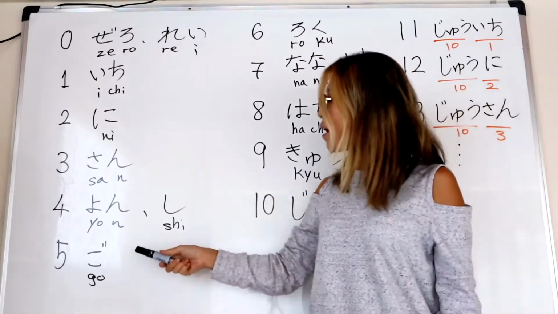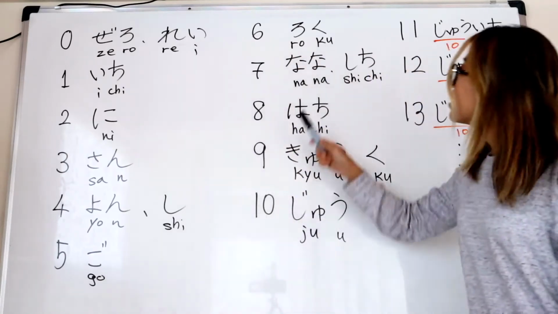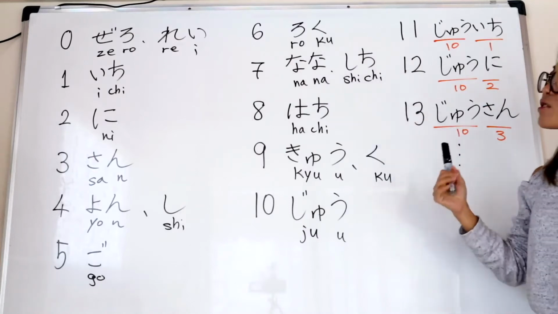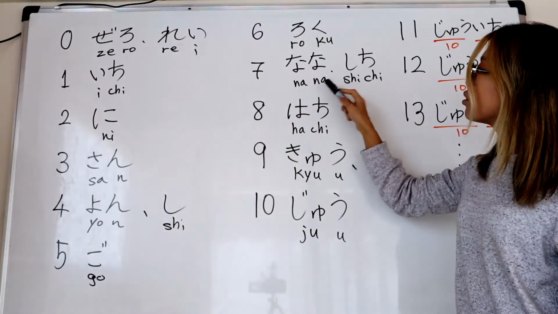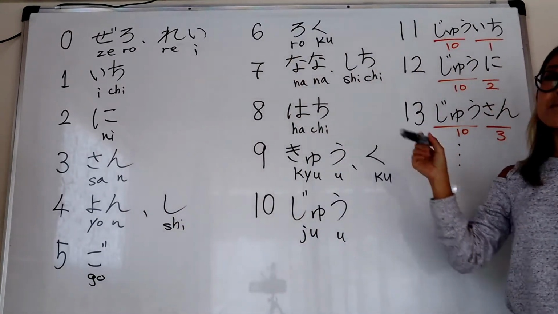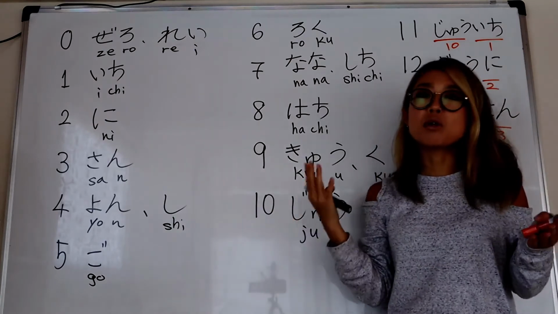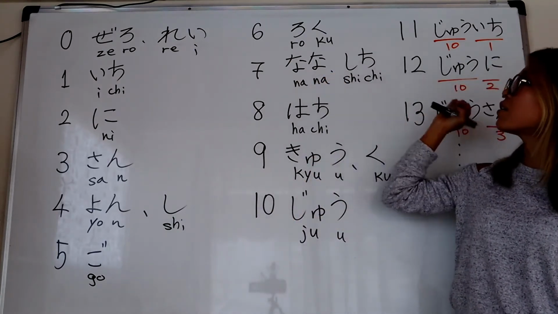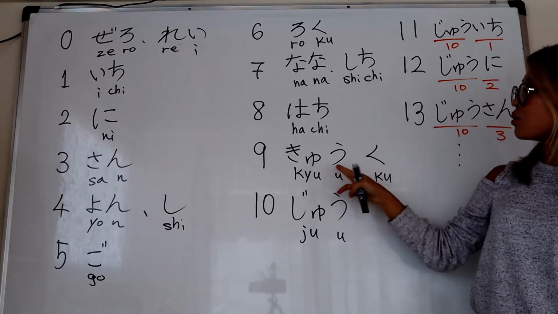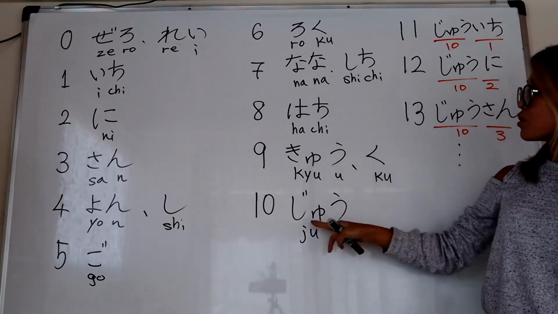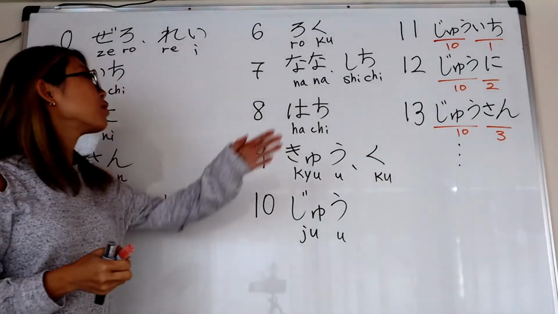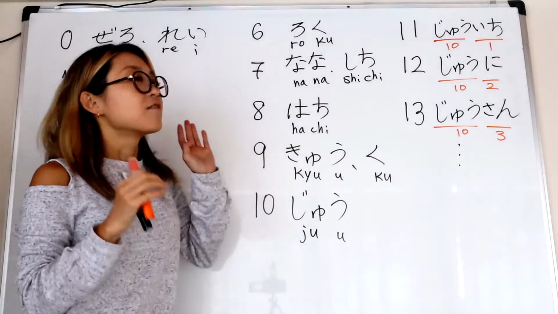No problem. Okay, 5, 6, 7 or 7. So Japanese numbers, sometimes like two pronunciations, you can just choose. So 7 and 7 both are really common, so you can just choose 7 or 7. 8, 9, 9, 10.